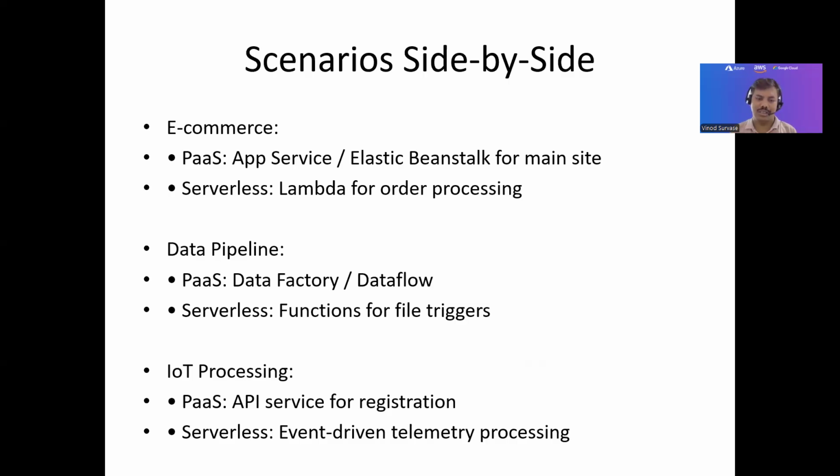And on IoT, similarly, an API service for registrations and event-driven telemetry processing on the serverless side. This is another way to use only what is needed with PaaS, while the others are executed on demand with serverless instead of relying fully on PaaS services. That's how the architecture can be built and utilized.